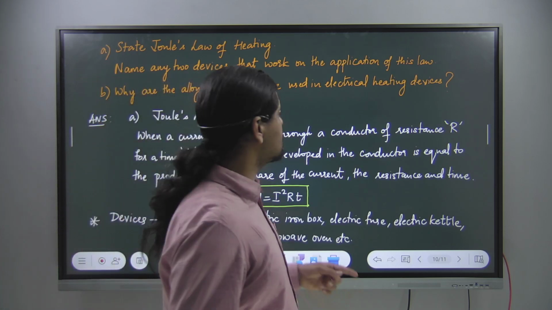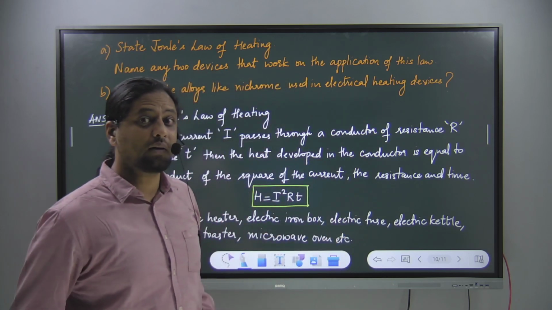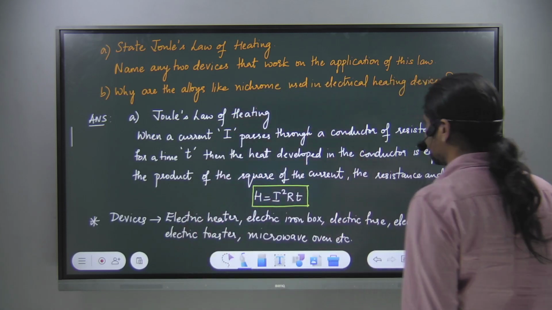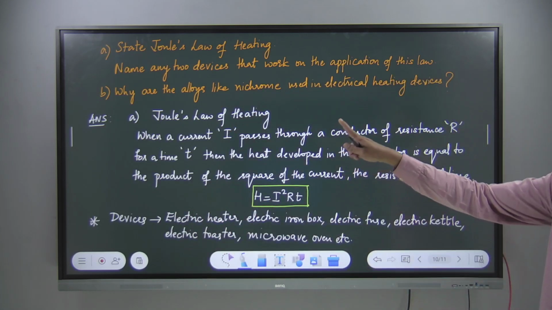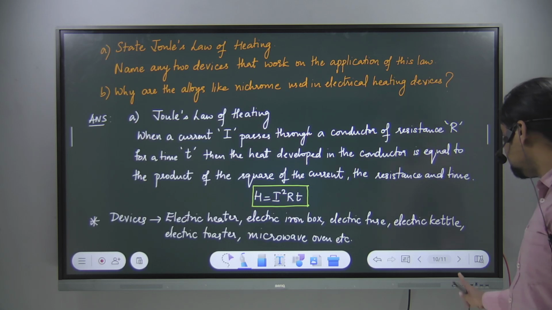All these devices, they work on the application of what law? On the application of Joule's law of heating, because when current is passed, the appliance is getting heated up. These are some of the examples. Next question ಏನು ಕೇಳಿದ್ದಾರೆ? Why are alloys like nichrome used in electrical heating devices?